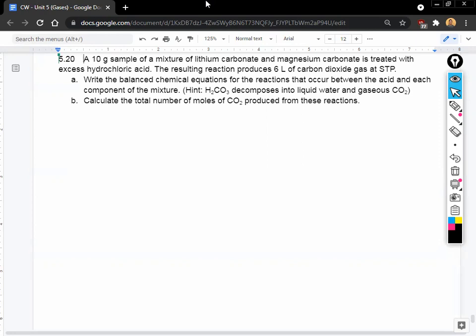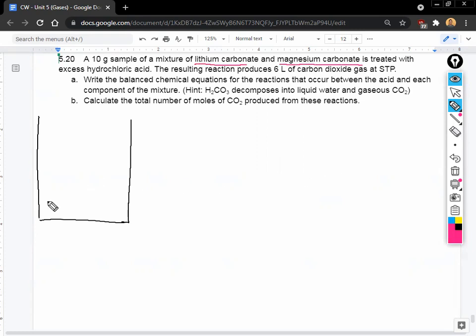Alrighty, guys. So if you're still jotting stuff down, feel free, but I'm going to start going over this problem just so that we know what's going on. So in this problem, basically what is happening is you have a container, right? And inside of this container, you have a mixture of lithium carbonate and magnesium carbonate.